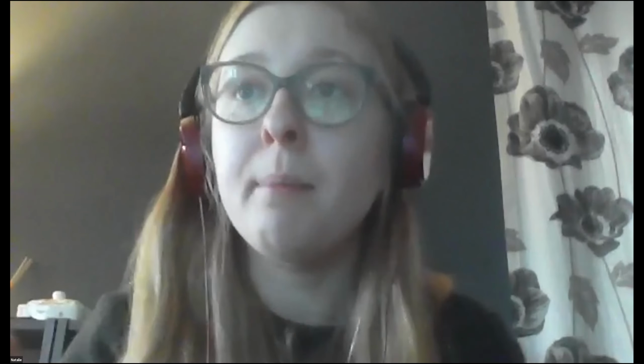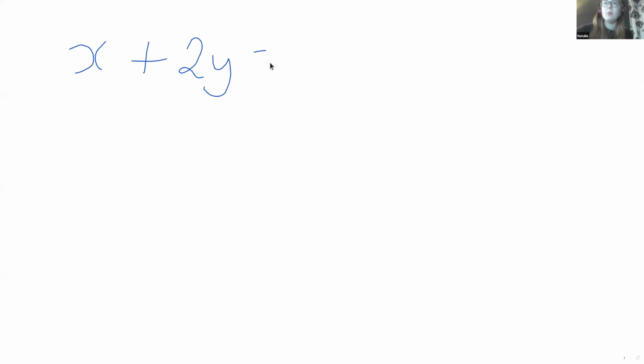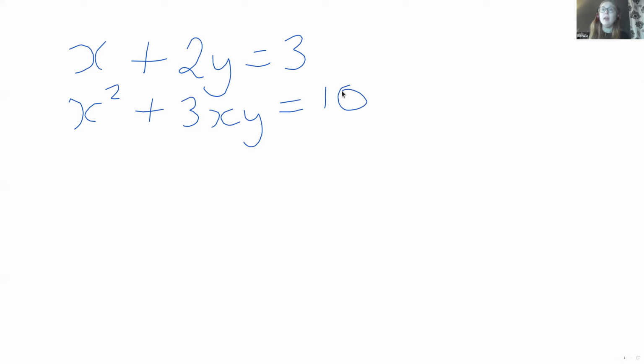Let me share my magic whiteboard so I can give you a simultaneous equation that we are going to solve. So if I was asked to solve the simultaneous equations, x plus 2y is equal to 3 and x squared plus 3xy is equal to 10. Now, with linear equations, there are two methods that you could use to solve them. You can use elimination or substitution. For quadratic simultaneous equations, substitution is your only option.